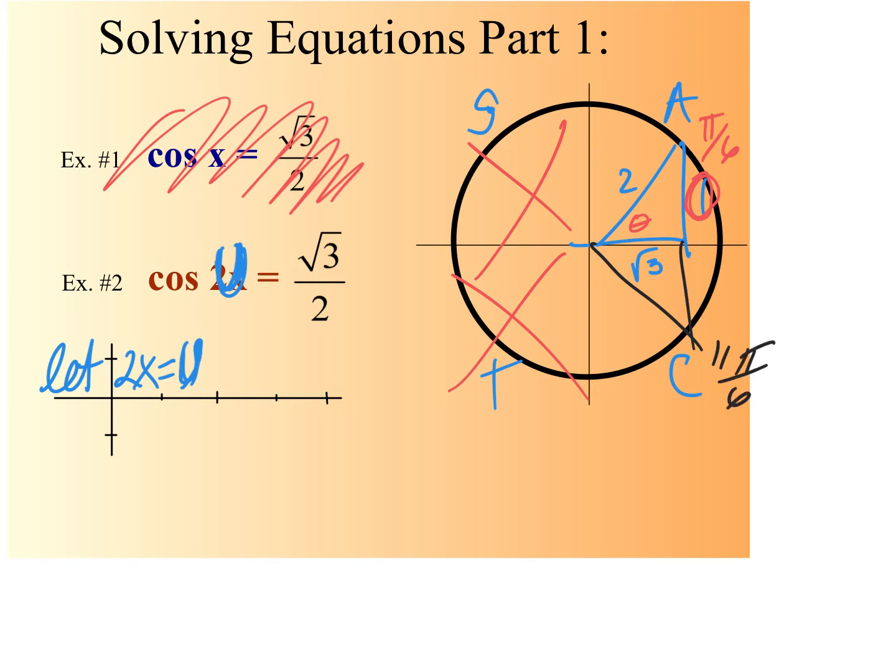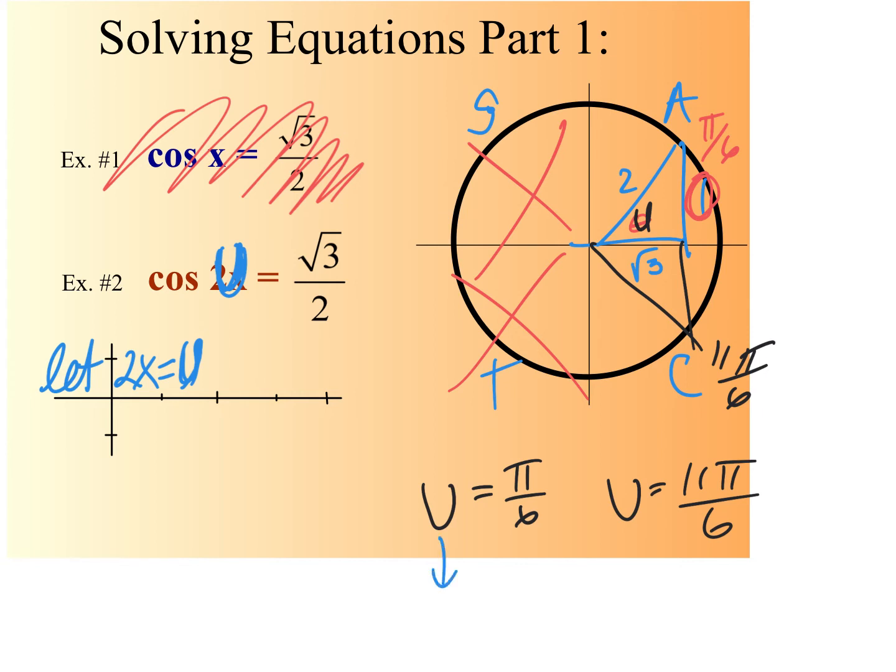But write out the answer and say to yourself, oh, so u is the angle. u equals pi over 6, and u equals 11 pi over 6. And whenever you see a u in your answer, you should know you're not done, because remember, we made it easier by letting u equal this thing. Now we've got to swap it back.